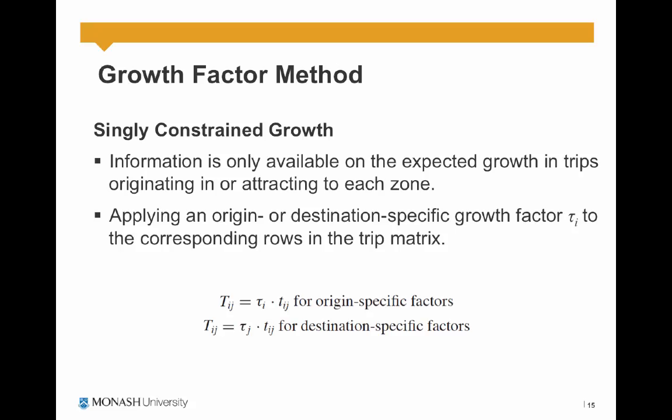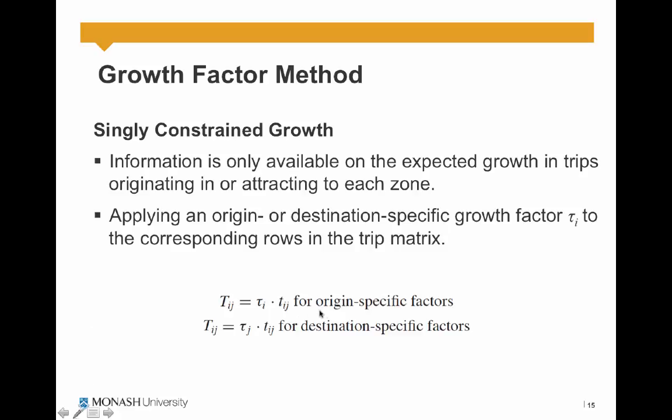The other method in trip distribution modeling is a singly constrained growth factor method. In this method, information is only available on the expected growth in trips originating in or attracting to each zone. So we only have the expected growth related to either trip productions or trip attractions. So what we do is apply an origin or a destination-specific growth factor, tau I, to the corresponding rows in the OD trip matrix to get the OD trip matrix of the future.